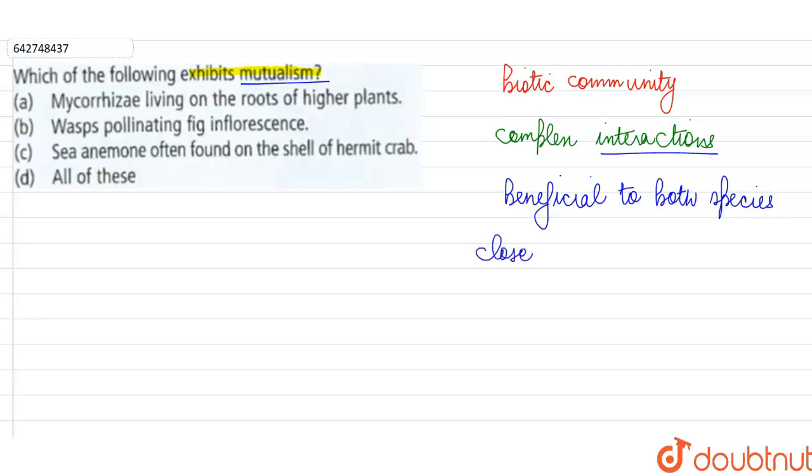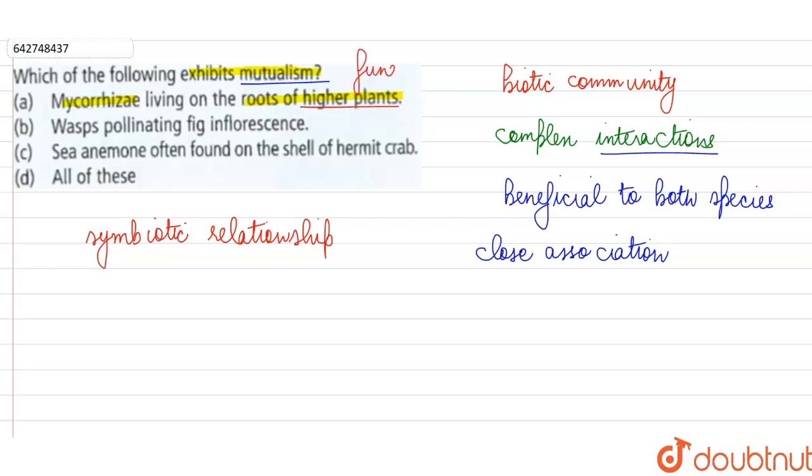And we are generally going to see that these mutualistic species remain in close association with each other to derive benefit. Now, first of all, they are saying mycorrhizae in the roots of higher plants. Now, what does mycorrhiza mean? It is an example of a mutualistic relationship, or we can say symbiotic relationship, where some variety of fungi become closely associated with the roots of higher plants.